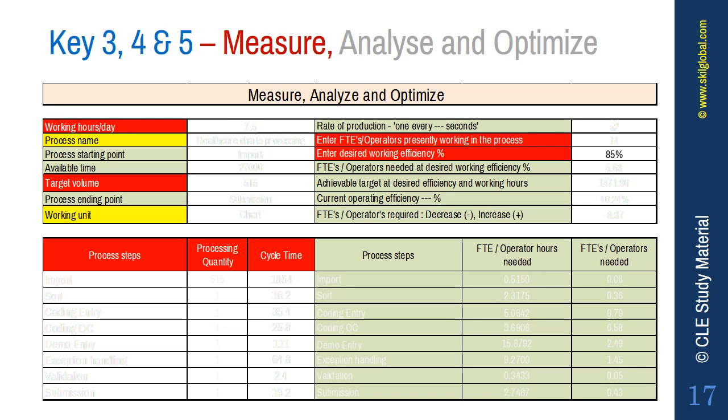Mention desired efficiency, the percentage you wish to achieve. In services, you must aim to achieve more than 85% efficiency. In this example, let us consider desired efficiency as 85%.